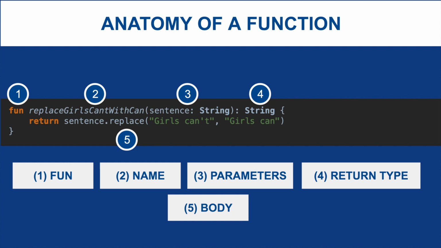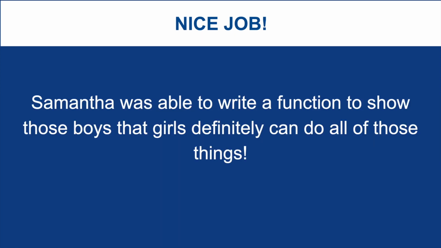So the very first part is fun or function. Then we have replace girls can't with can, which is the name of our function. The input is a sentence of type string, and the output is also a string. So then we have the body of our function. And what this does is for the incoming sentence, that parameter right there, we replace every single occurrence of girls can't with girls can. So really nice job. Samantha was able to write a function to show those boys that girls definitely can do all of those things.